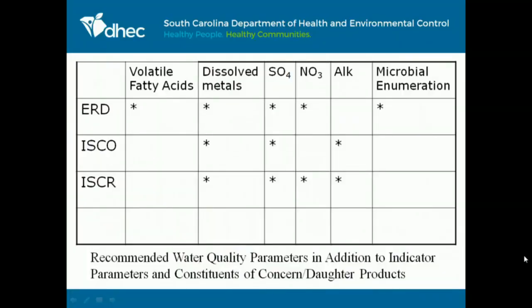In situ chemical oxidation can also release dissolved metals. It's a different group, but it's definitely something to consider, good to look at during pilot studies. And then looking at the sulfate and alkalinity. Alkalinity can certainly affect the effectiveness of chemical oxidation by fouling. And chemical reduction, which is really zero valent iron for the purpose of this presentation: dissolved metals, sulfate, nitrate, alkalinity.